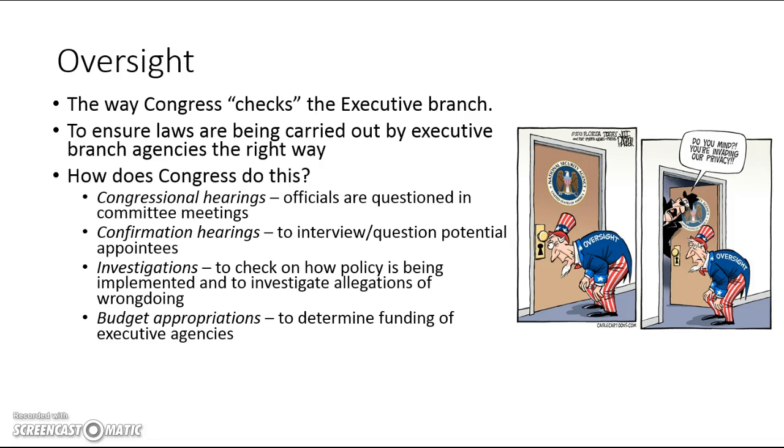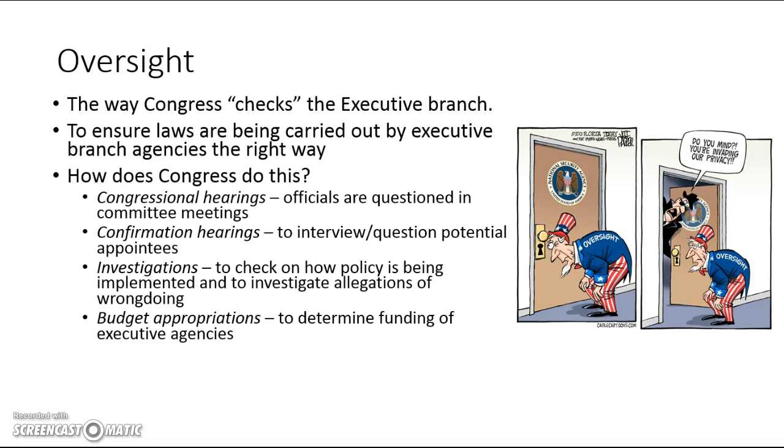With congressional hearings, where they call people in and ask them questions in committee meetings, people from the executive agencies and departments. Confirmation hearings, where they interview and question potential appointees. Members of the Senate have that power of advice and consent to approve appointments made by the president. Investigations to check on how policy is being implemented and to investigate wrongdoing. An example of this would be investigating Watergate. Special committees were put together to investigate what happened, what Nixon's people had done, why they had done it, who had given them approval to do this.